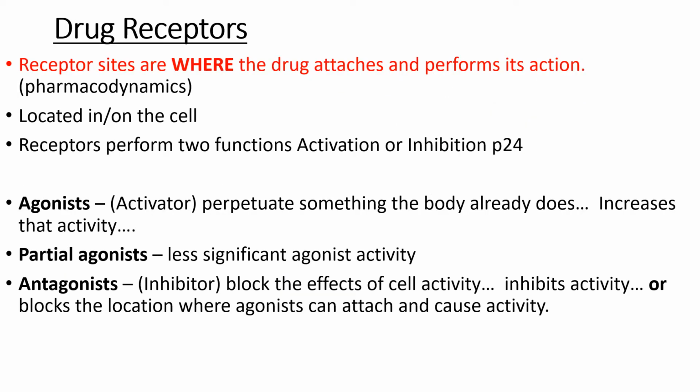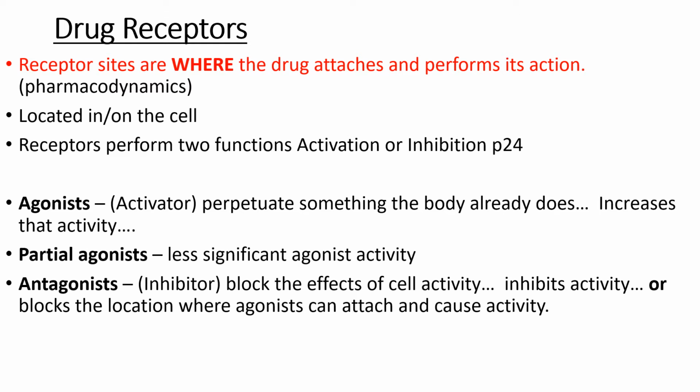So drug receptor sites. So receptor sites are where the drug performs its action. Okay, that remember is our pharmacodynamics, located either in or on a cell. And I'm going to show you a little example in the next slide. So the receptors, just know that that performs two functions. It either activates or inhibits. And if you look on page 24 in your book, you can follow along with that. We're going to talk about agonists, partial agonists, and then the antagonist.